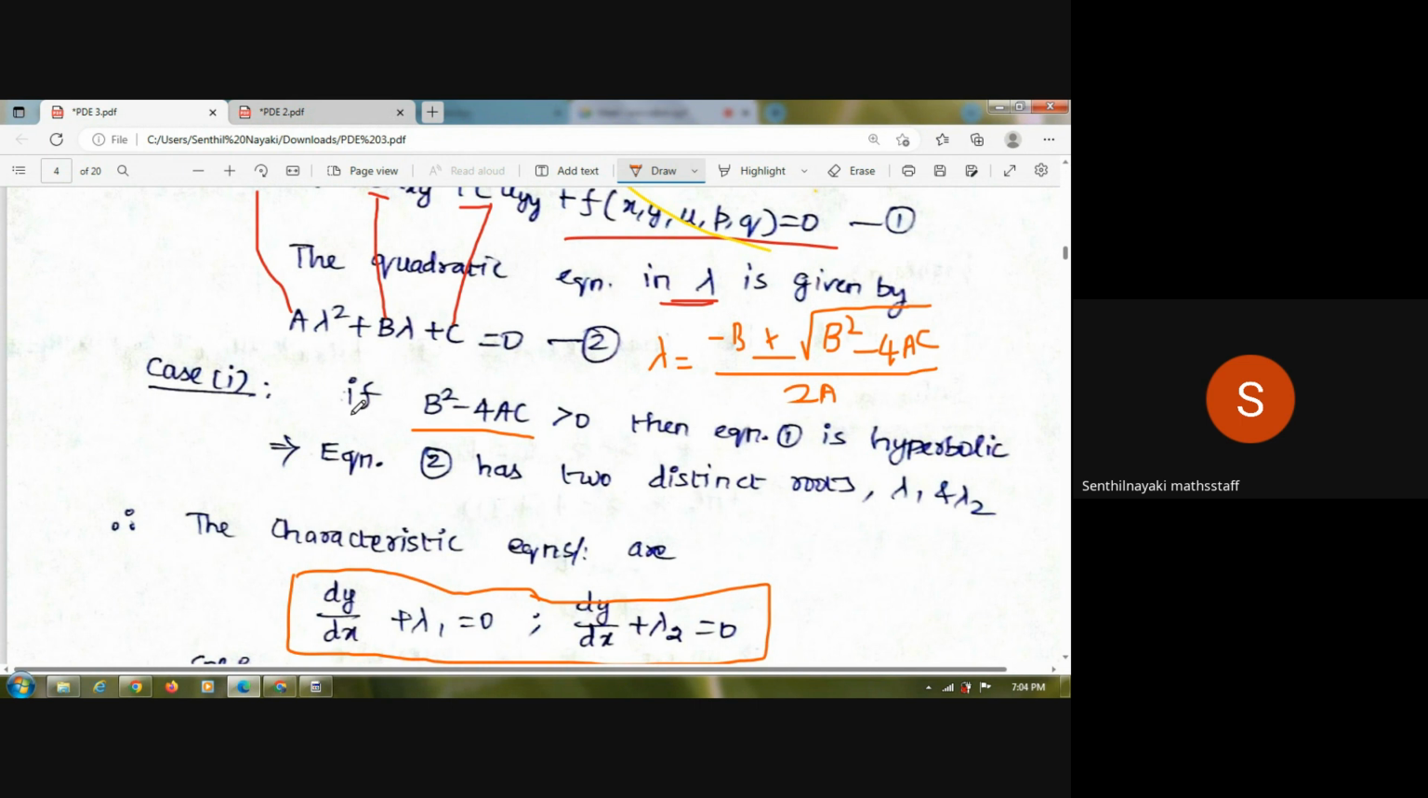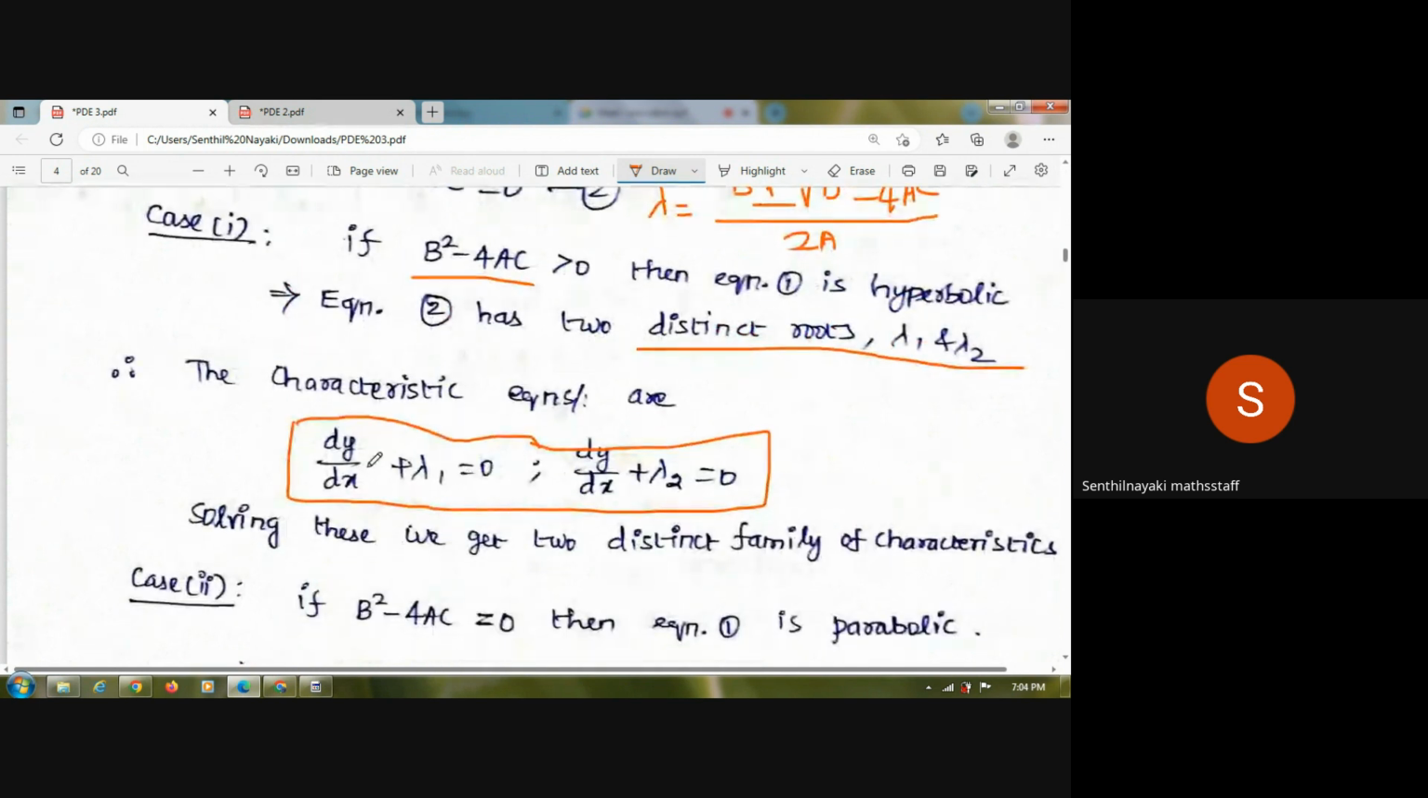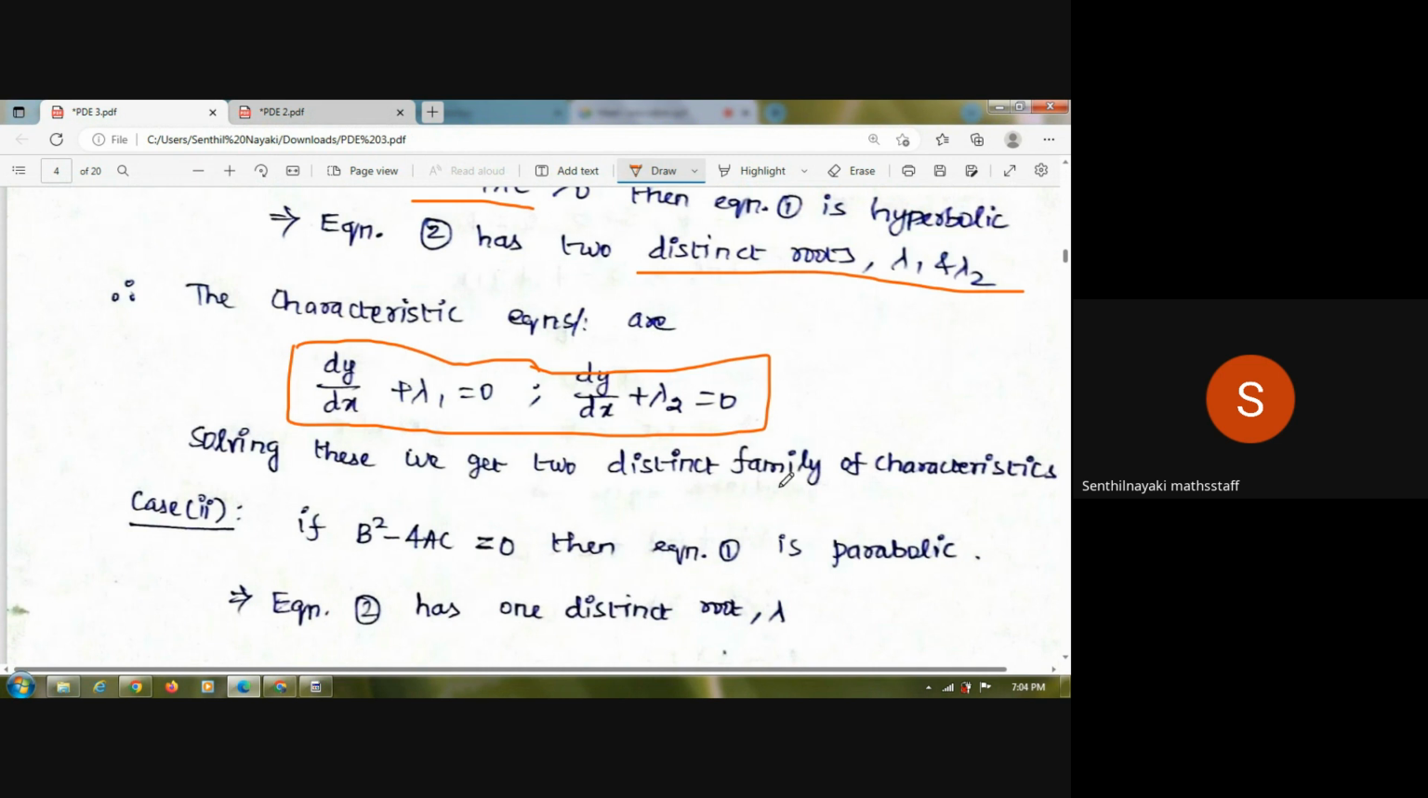This is the basic formula for solving the quadratic equation. So if b square minus 4ac is greater than 0, then the square root value becomes positive. So this term becomes positive, which means we get two distinct real roots. Then we can get two characteristic equations in this form. After solving these two characteristic equations, we get two distinct families of characteristics.